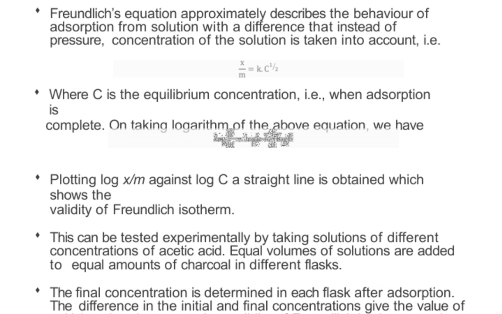To test this experimentally, we can take solutions of different concentrations of acetic acid. We add equal volumes of these solutions to equal amounts of charcoal in different flasks. After allowing time for adsorption, we measure the final concentration in each flask. The difference between the initial and final concentrations tells us how much was adsorbed, which we call x using the equation we discussed. We can then verify whether the Freundlich isotherm applies by seeing if the data fits the straight line pattern. This approach helps us understand the adsorption process more thoroughly and confirms the model's validity in real-world scenarios.